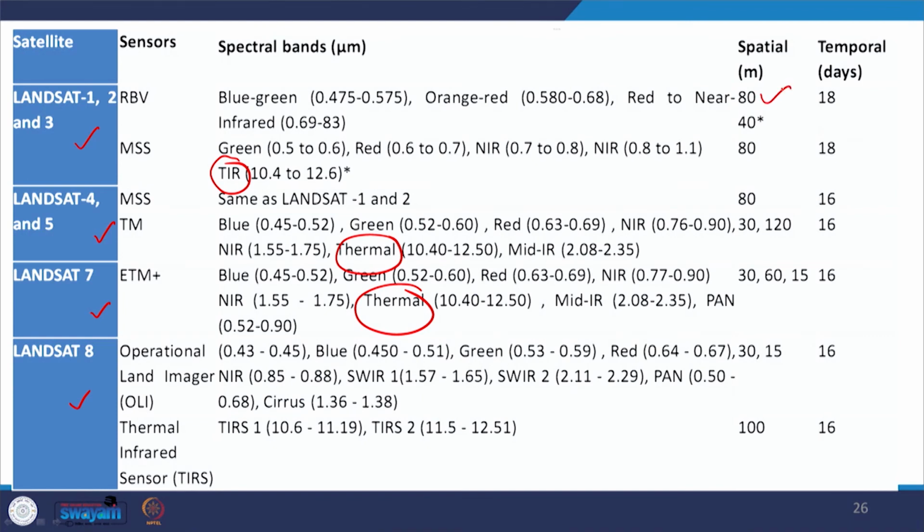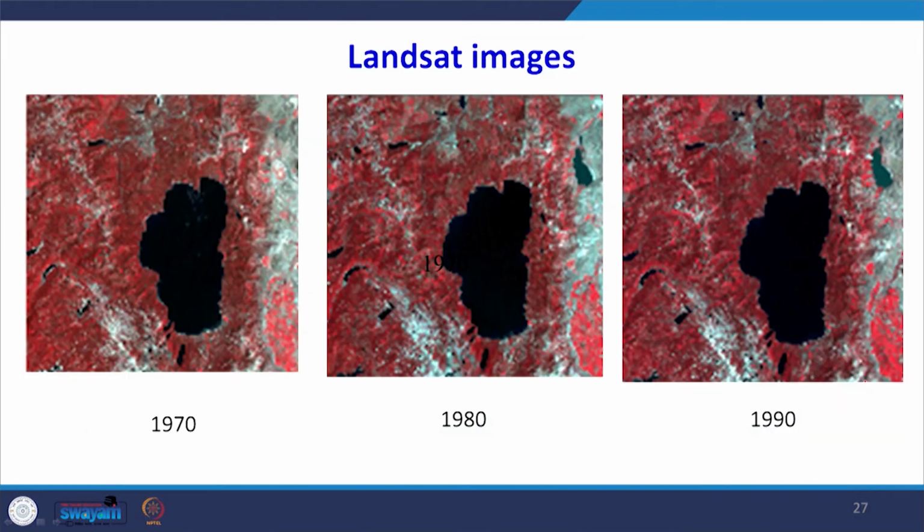Spatial resolution varies from 80 meter pixel size down to 15 meter pixel size. Temporal resolution improved from 18 days to 16 days. So every 16th day now we will get the data from these satellites. So these are the different ranges of data products which are available to us from the various satellites.